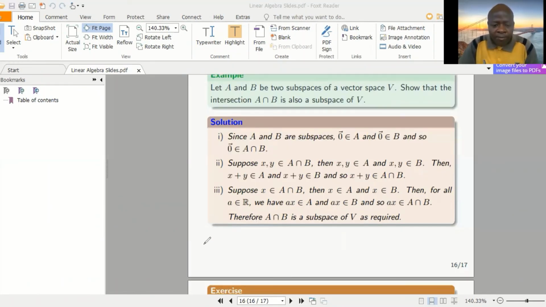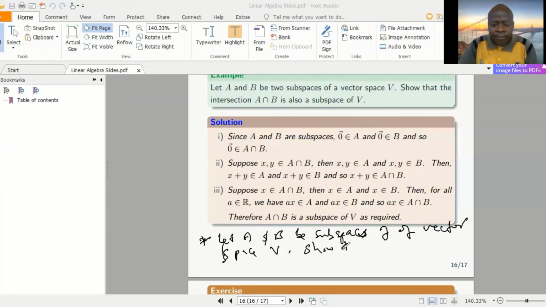What you need to know, therefore, or if you've not known, you can find out: let A and B be subspaces of vector space V. Show by use of a counterexample. We use a counterexample.